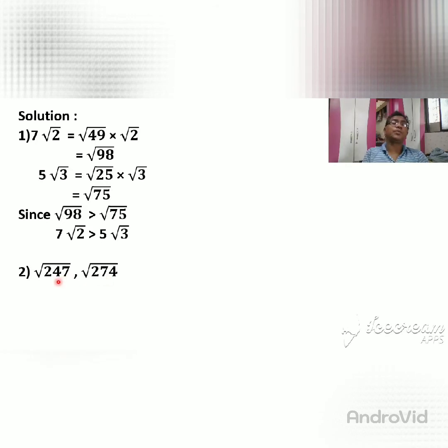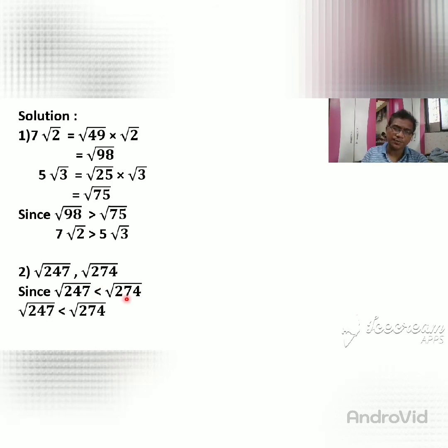Which is the square root number 247? Which is the square root number 274? So which is the greater number? 274 is greater. So this 247 is smaller than 274. It is a very simple problem for us because here the order is the same. We are only comparing the root numbers, which are 247 and 274, and in that comparison 274 is greater.